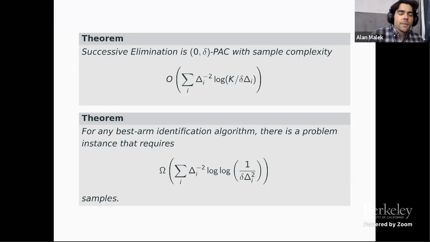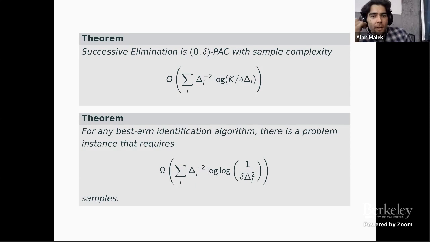And this is nicely put on this slide. Of course there are lower bounds too, and the lower bound is that for every best arm identification algorithm, there is a problem instance that requires at least delta I to the minus 2 times log log 1 over delta I squared samples. So we're like a log k off and a log log off as well.